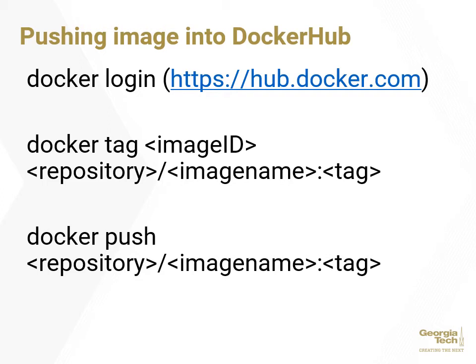This basically involves three steps. The first one is to log into the Docker Hub. The second one is to tag the image ID with a meaningful name and a tag, and then push the image into the Docker Hub registry. So let's see how we can push our new Nginx image into the Docker Hub registry.